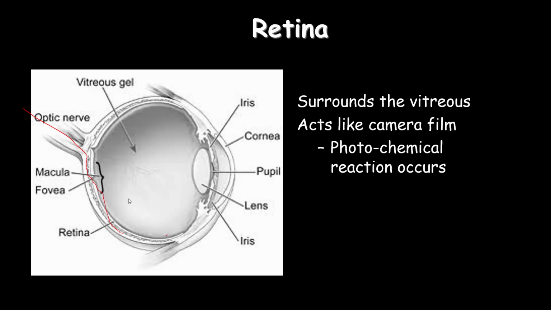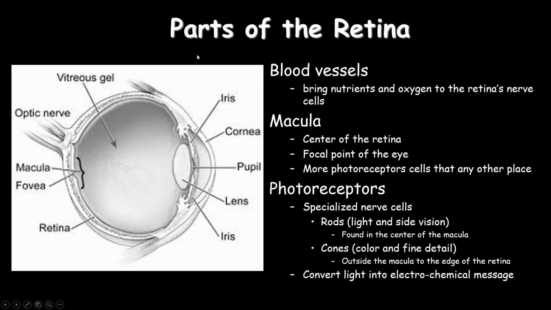into the optic nerve. So the parts of the retina, we have blood vessels, which bring nutrients and oxygen to the retina's nerve. We have the macula, which is this guy. The center of the retina, it's the focal point of the eye, and there are more photoreceptor cells than at any other place in the retina. Photoreceptors are just what they sound like. They're specialized nerve cells, and they're made up of two kinds of photoreceptors.